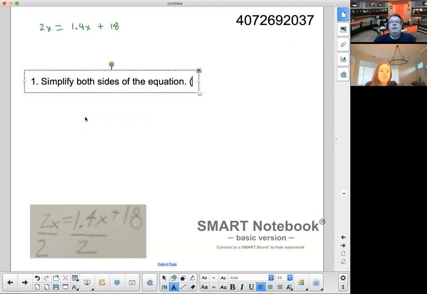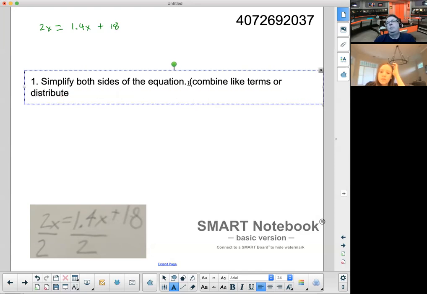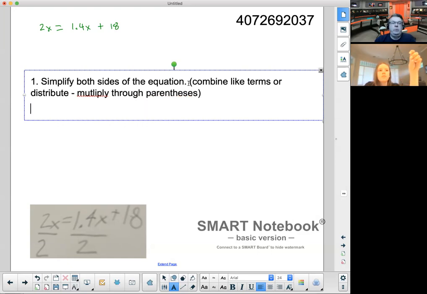That means like combine like terms. Or do you know what I mean when I say distribute? Yeah, like multiplying the 3 or distribute. Which means multiply through parentheses. Okay, 2.